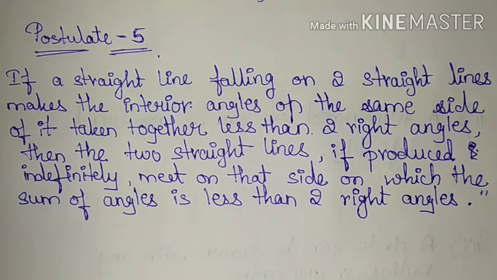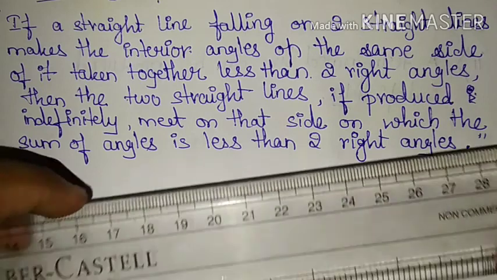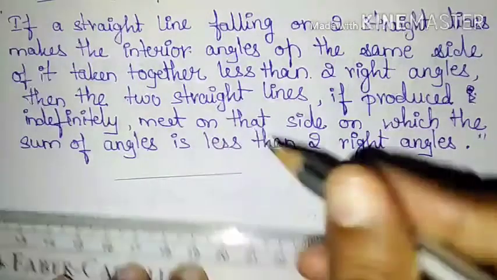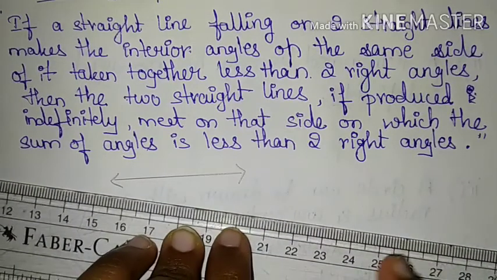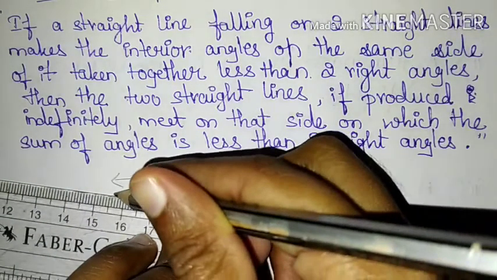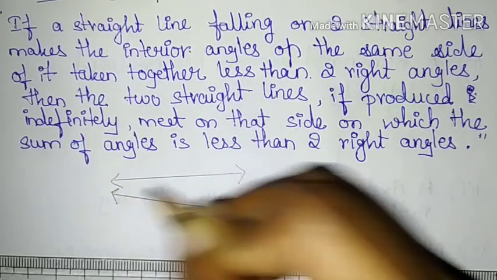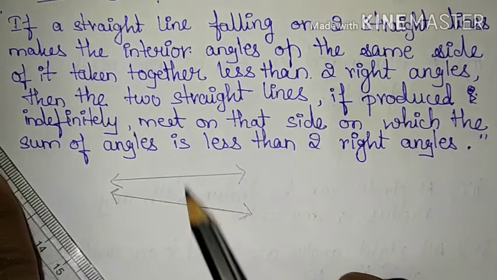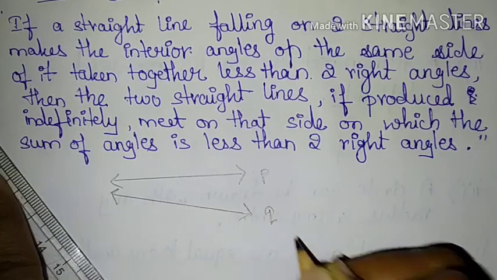It is so easy to understand. Even though the statement is lengthy, it is pretty easy to understand. So what they say is, if a straight line is falling on two straight lines. So first let us have two straight lines. This is our straight line 1, and now this is our straight line 2. They have not mentioned whether the lines are parallel or not. They are just telling us that we have two straight lines and a straight line. Let us name them small p and small q.